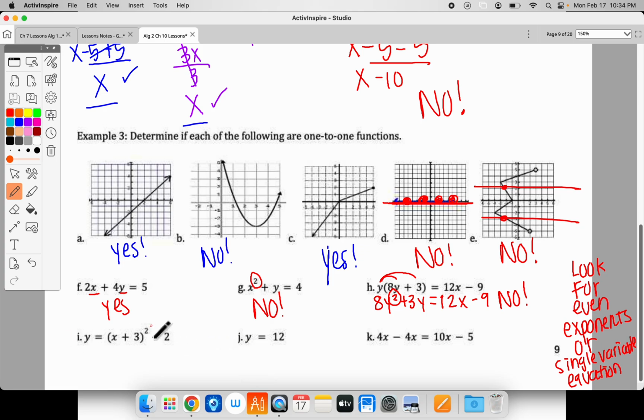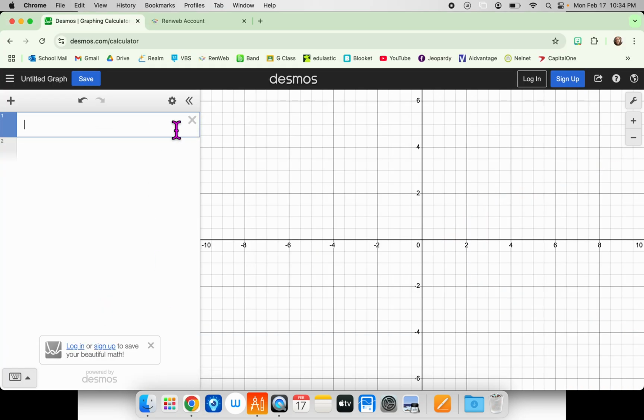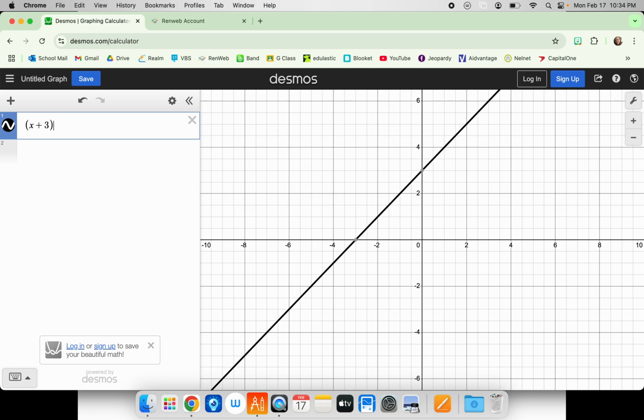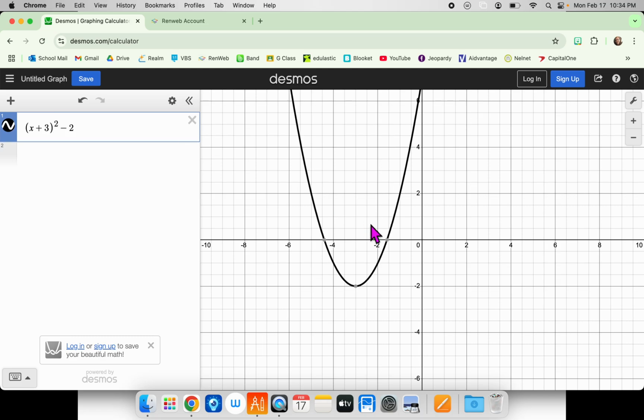On this one, you do have an even exponent. So this is not going to pass the vertical line test or the horizontal line test, one or the other. You could FOIL this out. It would give you x squared plus 6x plus 9. Combine your like terms, and that would give you 7. But even at the beginning, I have an even exponent. So this is not going to work. Again, I'll show you this in the graph. So again, it creates that parabola, which this time does not pass the horizontal line test.